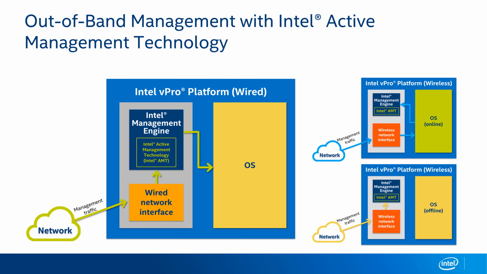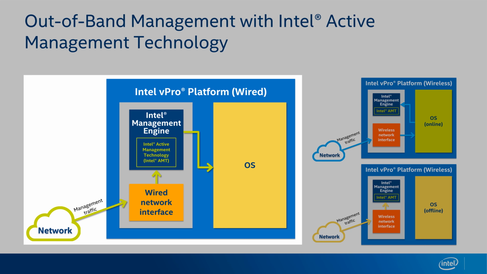Next, I'd like to talk about what we mean by out-of-band management with Intel Active Management Technology. In this case, out-of-band means without relying on the operating system. When we use our management technology, we use it all inside the chipset. If you look at the larger diagram here, you'll see that management traffic comes in from the network, goes into the chipset through the wired network interface, where it hits our Intel Management Engine that runs Intel Active Management Technology. All the management traffic stays there in the chipset, and the balance of the traffic goes to the OS.